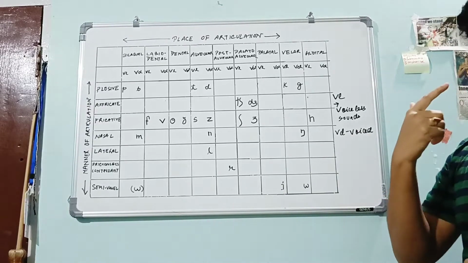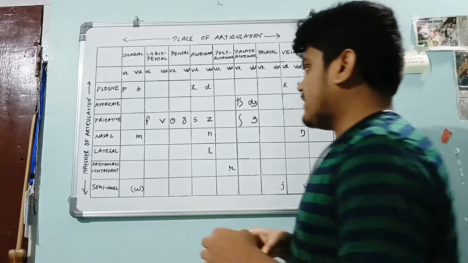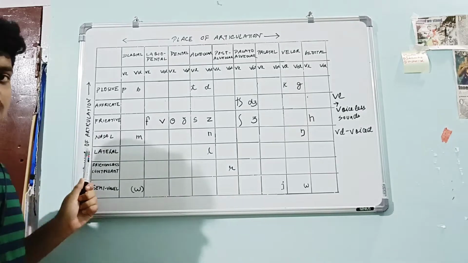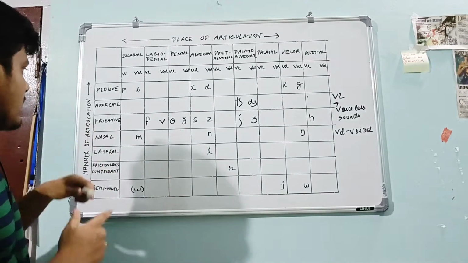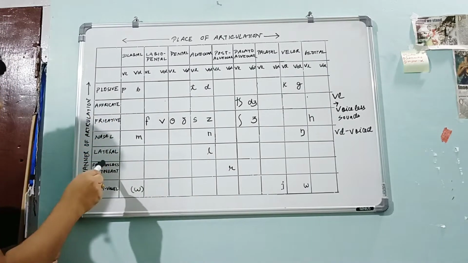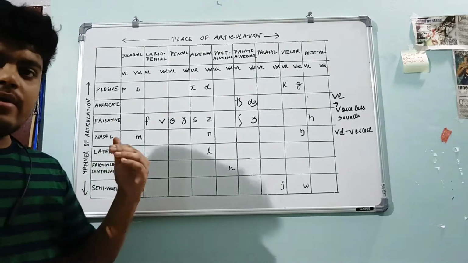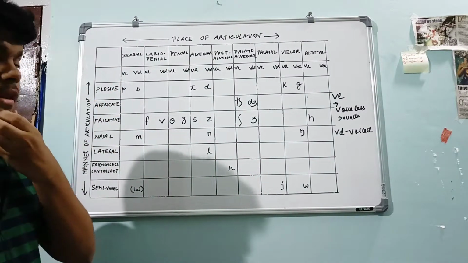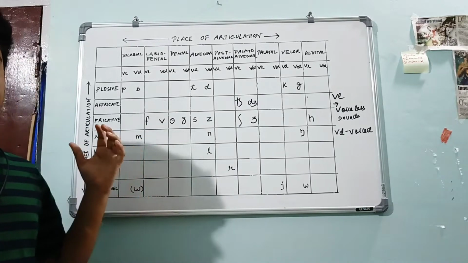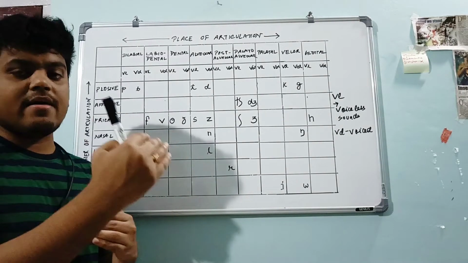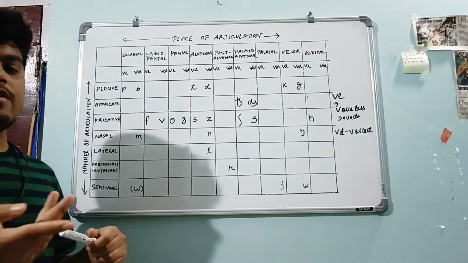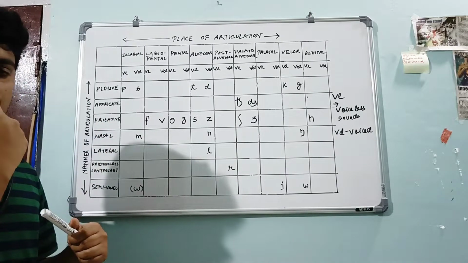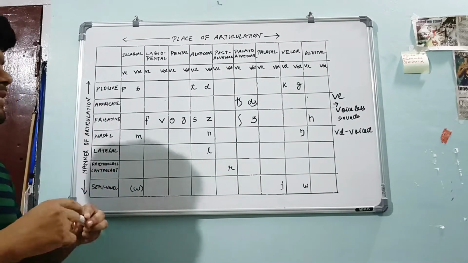So that part of the chart is clear, and here, as I've told you before, this is the manner of articulation: plosive, affricate, fricative, nasal, lateral, frictionless continuant, semivowel. How are these consonant sounds produced? Plosives are produced with a complete closure of the two articulators, so the air is not passed immediately. Whenever you produce pa, the air is released suddenly. It is closed at the first moment, and at the next moment it is released.